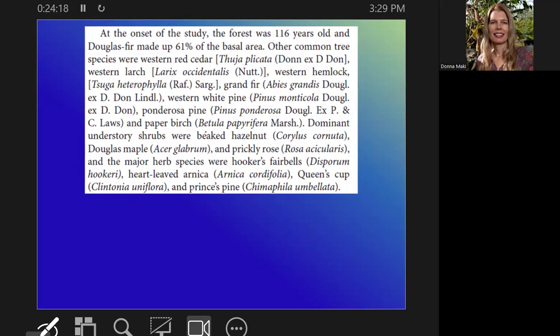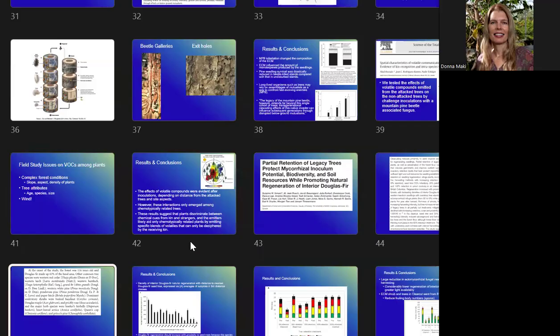But you can see that it was a mixed forest system. Western red cedar, larch, hemlock, grand fir, white pine, ponderosa pine, paper birch, and then the understory shrubs. So a nice mixed forest with different canopy levels. I can post this paper, but the PowerPoints really are getting at the main points of what I want you to grasp from this.